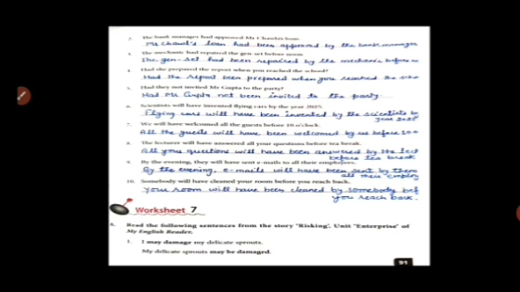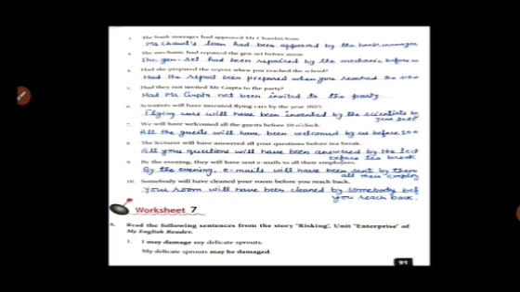The bank manager had approved Mr. Chawla's loan. Mr. Chawla's loan had been approved by the bank manager. The mechanic had repaired the genset before noon. The genset had been repaired by the mechanic before noon. Had she prepared the report when you reached the school? Had the report been prepared when you reached the school?